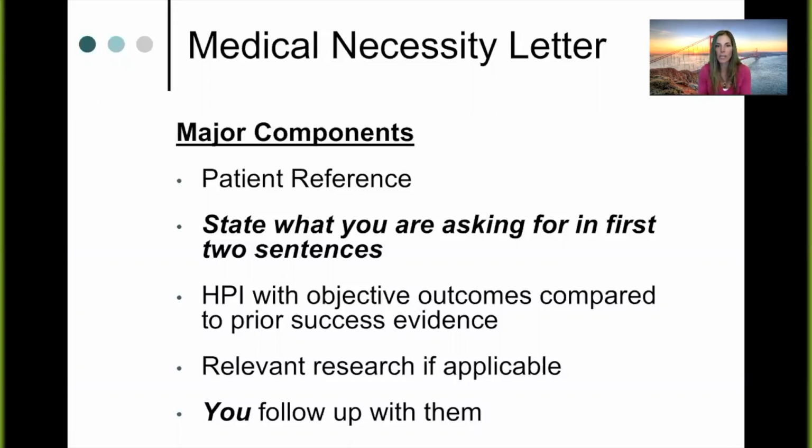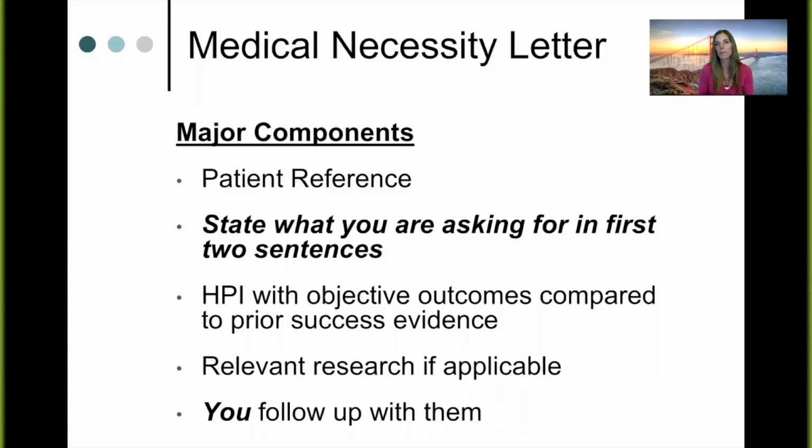You need to have an HPI with objective outcomes compared to the prior success evidence. So for example, you would say to them, a brief HPI in your medical necessity letter: I've been treating this patient for 5 weeks, giving them acupuncture once a week for 5 weeks. Usually I would see results by now, but I'm not seeing the results I normally see. In fact, I'm including in this letter some current research that provides evidence that acupuncture is effective after 5 treatments, and this patient hasn't had any improvement. So I'm asking that you perform an MRI, or if it's something else, some blood work or lab work.